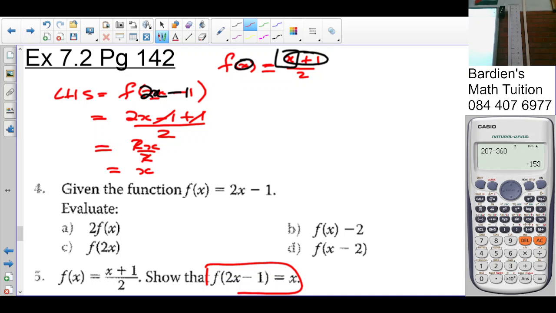I say, hang on. It's equal to the right hand side as well. So I say equals the right hand side. And we have now proven, or shown, that the left hand side is equal to the right hand side. You guys understand?